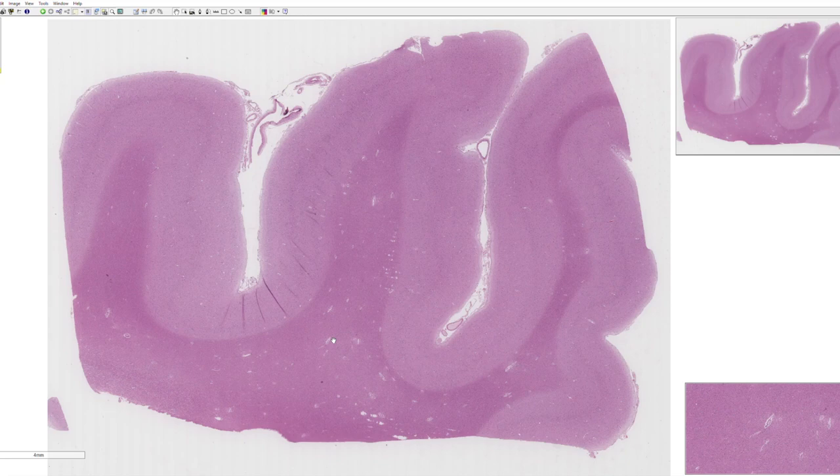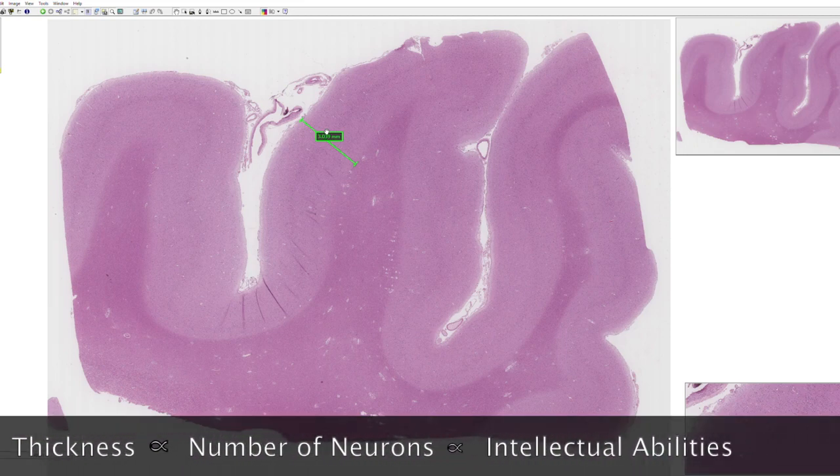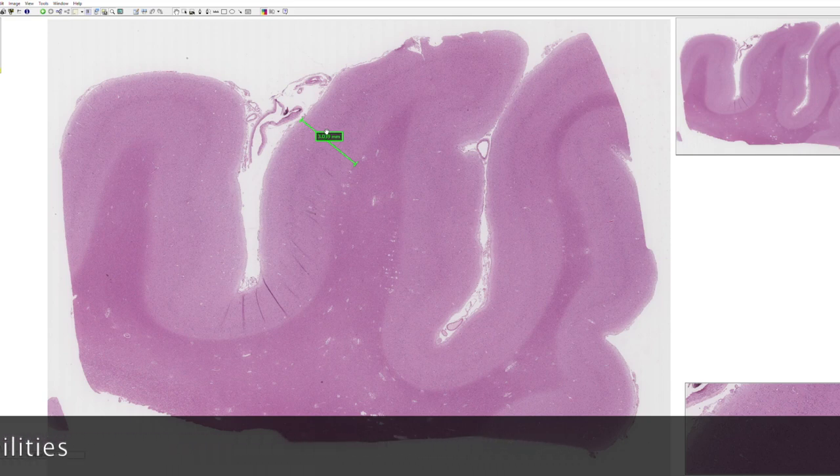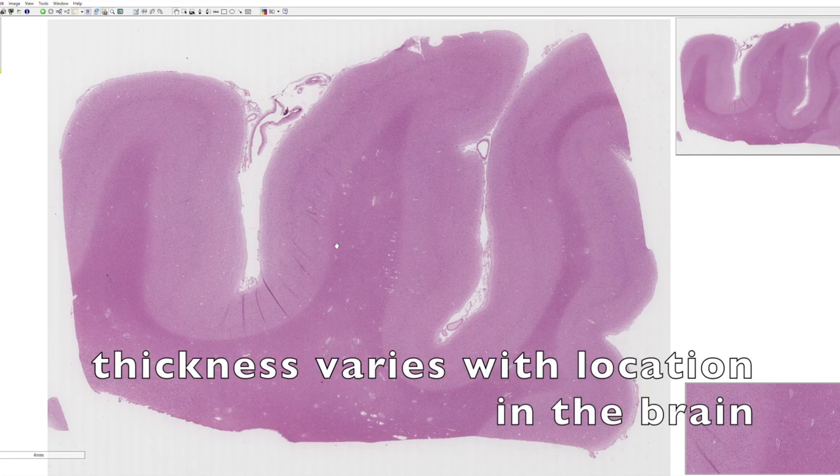One of the nice things about digitizing slides is that you can do very cool things that you can't do with a traditional microscope. You can use these digital rulers to measure things like the thickness of the cortex. So in this particular case, the gray matter is 3 millimeters. And the thickness in many studies has been correlated with the number of neurons and the intellectual capabilities of different species. So very, very useful tools for doing quantitative analysis of different regions. You can see the thickness is relatively uniform in this particular section, but it varies depending on where you are and the specific function of the cortex, as we'll discuss.